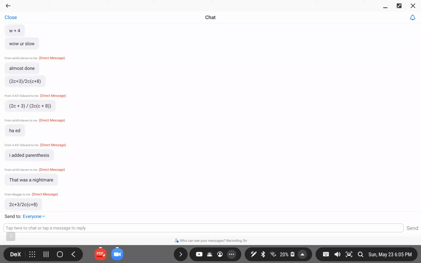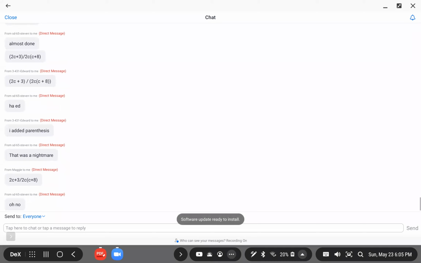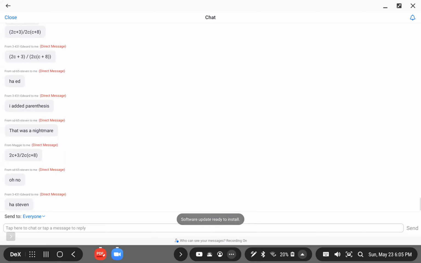And also, Stephen, you are incorrect, and Maggie, you are also incorrect. The only person correct is Edward because he added parentheses. You need to add parentheses to be correct because you only divide by one thing, you need to divide by the whole thing, okay?